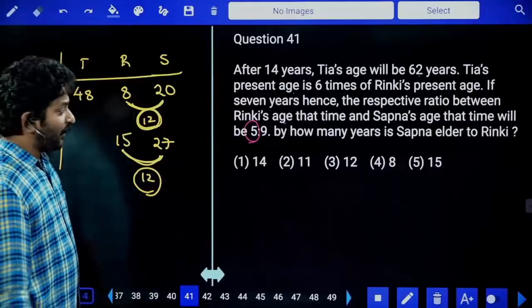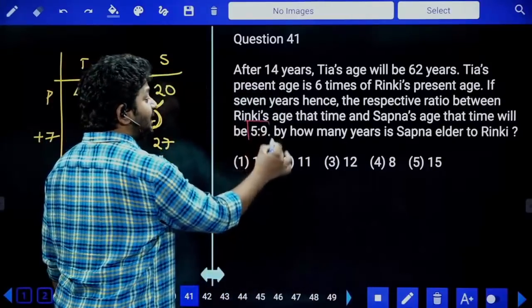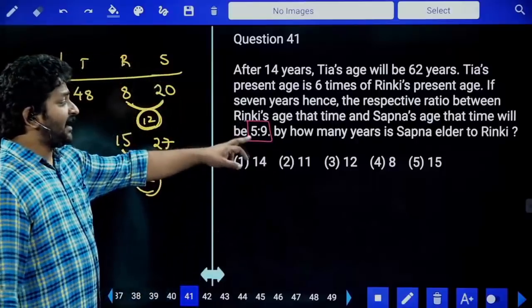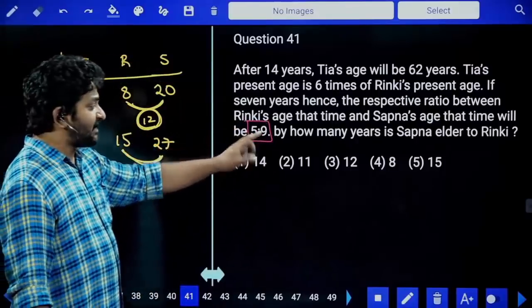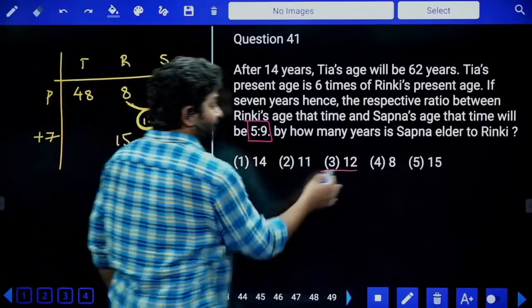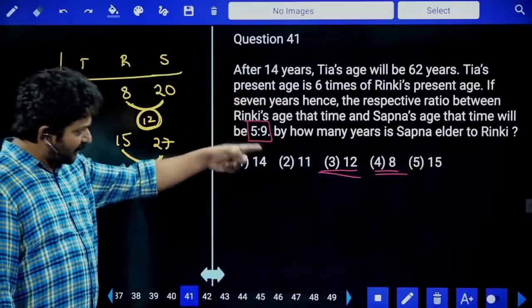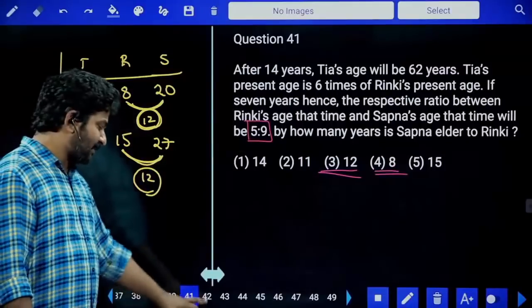So here also, by using ratio, if you try to answer this question, sometimes it is possible. Rinky's age is 5 parts, Sapna's age is 9 parts. The difference is 4 parts, in the sense a multiple of 4. This is a multiple of 4 and this is a multiple of 4. 2 options are there. If there is only one, using this logic itself we can close the answer.